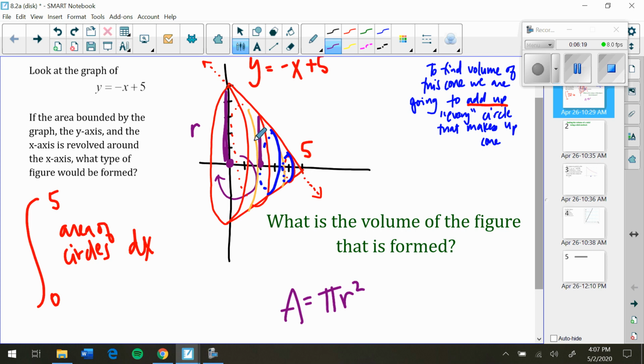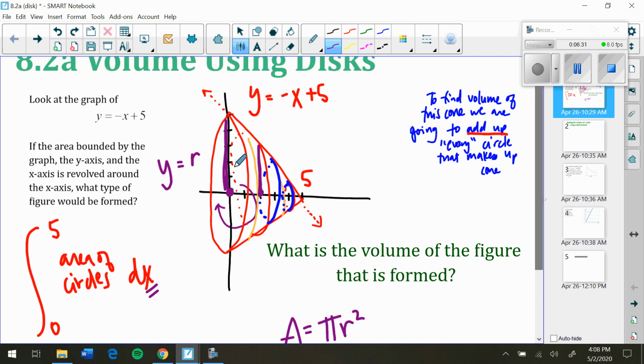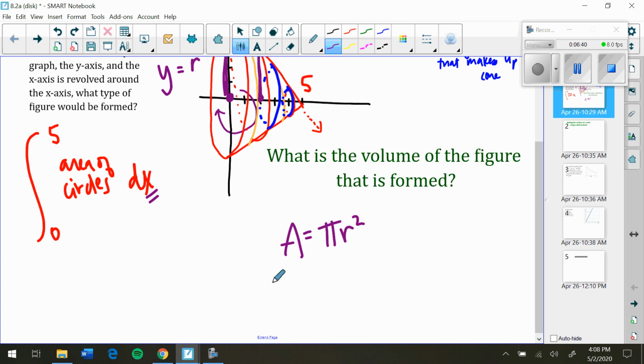Well, what distance are we talking about? We're talking about the y distance here, right? R, the radius, is the y value of this line. And because we need to do this with respect to x, I need to figure out what y is with respect to x. But good news, we have that equation right here. Y is equal to -x plus 5.